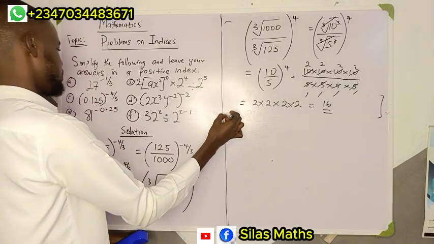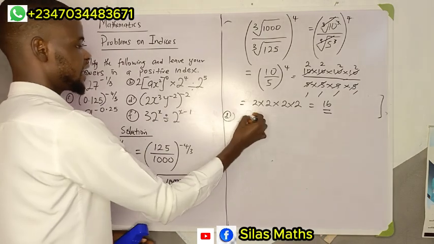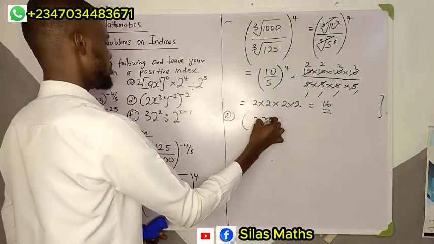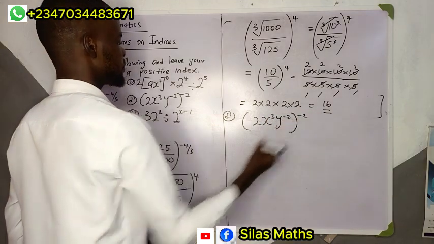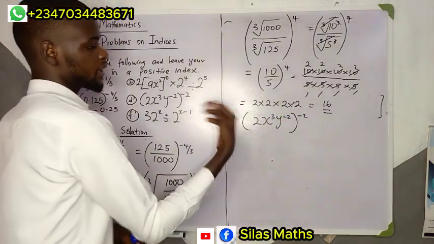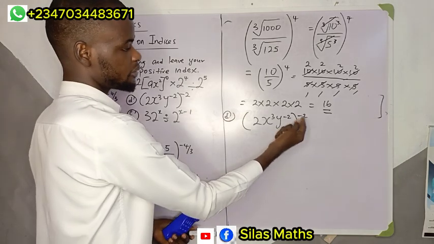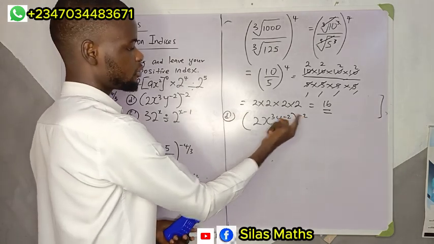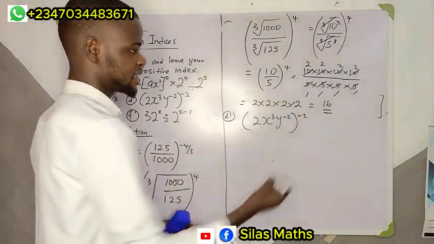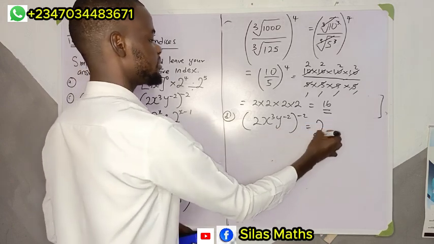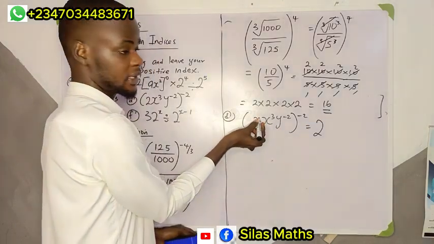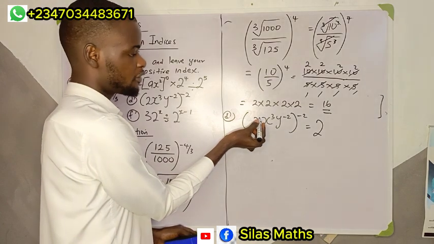Then quickly let's jump into number D. I have this question which reads 2x raised to the power 3y raised to the power negative 2, all to the power of negative 2. So what do we apply? We apply the power law, power to power law, product power law. This power will multiply all the powers of the numbers inside this bracket. So I'm going to have 2 to the power of what? Remember that this one here, 2, is having the power of 1.